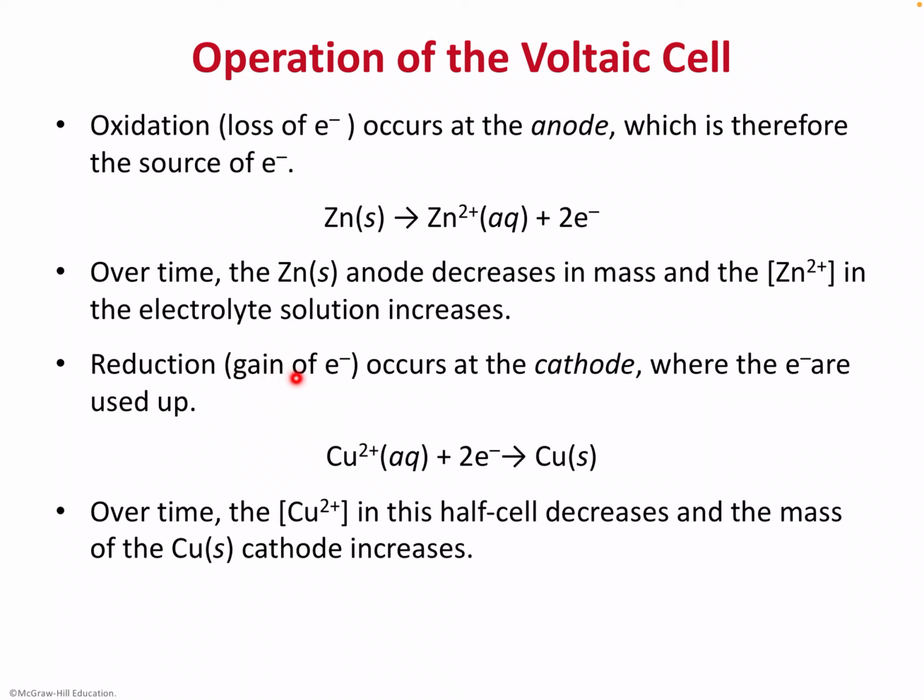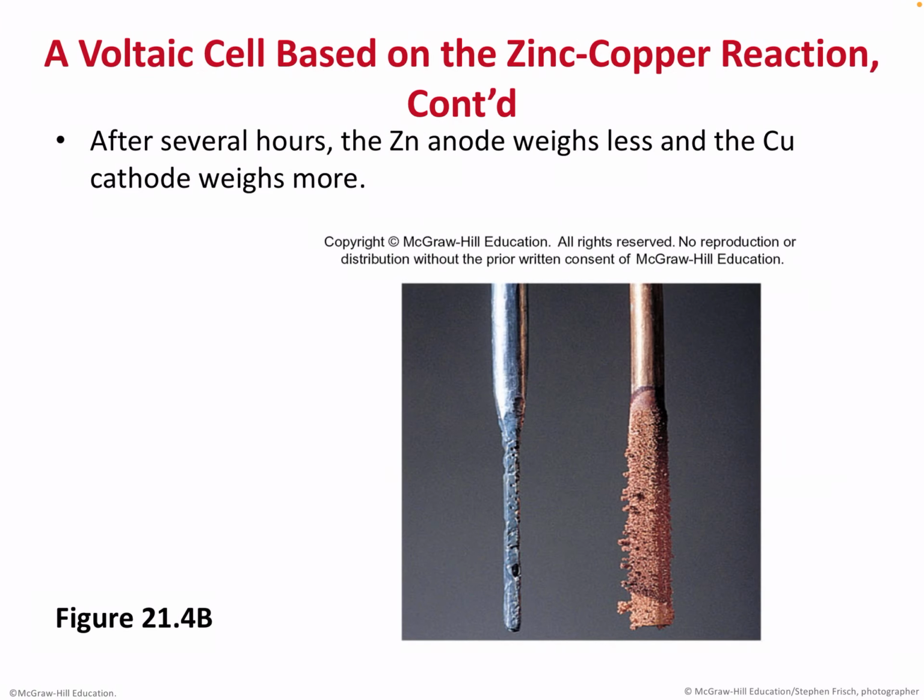Reduction, which is the gain of electrons, occurs at the cathode, where the electrons are used up. So copper ions in the solution take up 2 electrons and become copper solid. So what happens to the mass of the copper strip? It will increase. Over time, the copper ions in this half cell decrease and the mass of the copper cathode increases, which is the solid copper piece. Like this. So if you keep it after several hours, you can see the zinc anode would weigh less and the copper cathode weighs more.